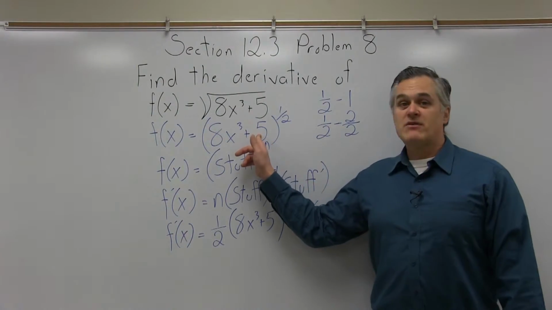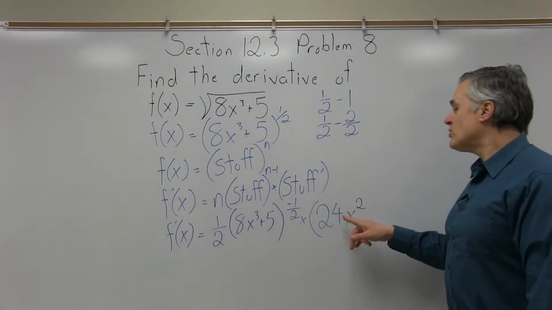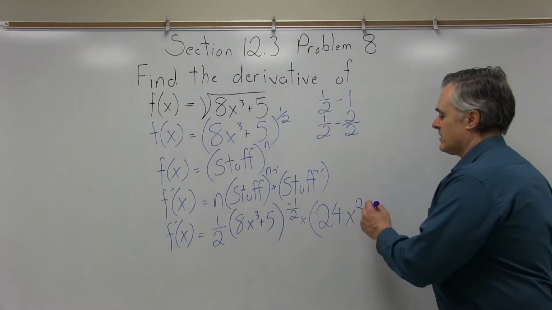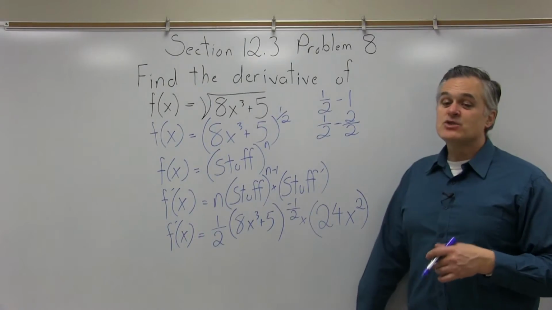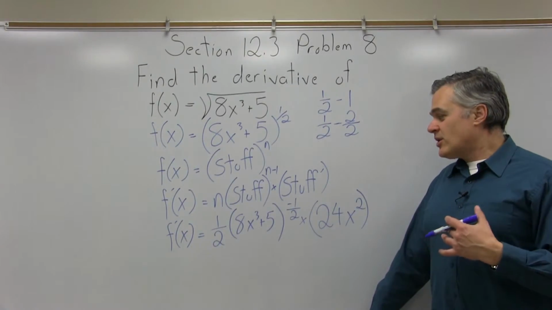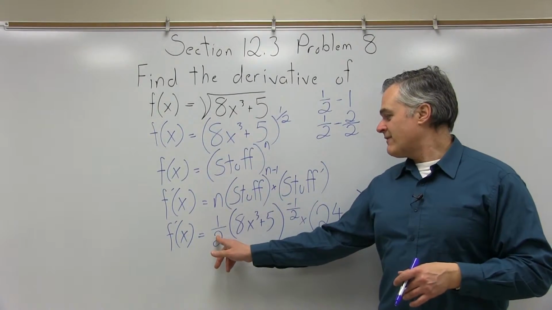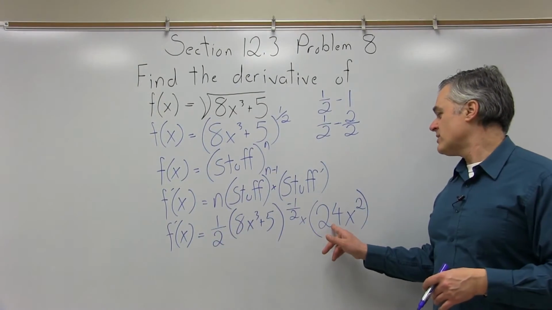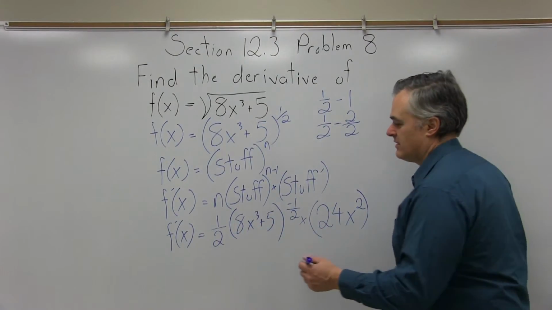And now the plus 5 on the end, because it has no x, it just disappears. It's 0. So it's really 24x to the second plus 0. You don't have to write the plus 0. Now, that is the answer. It can be simplified. You don't have to. But if you'd like to simplify it, the 1/2 in front of the parentheses times the 24 that's coming after the parentheses, you can make that a 12.